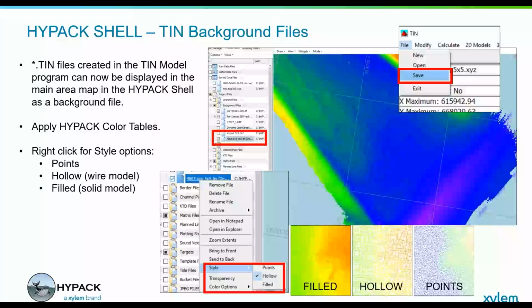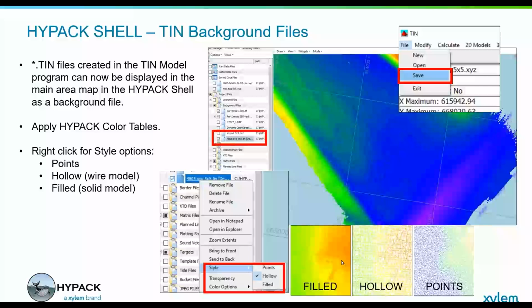Yeah, why not? So all you have to do is, in TIN Model, load up your data and hit Save, and you create this .tin, the TIN file. Now when you go back into your shell, you just go to the background files, load that TIN file, and then you can display it different ways. You have the points, you can set it based on the wire model, or the solid model, which is all filled, and then it can be based off of the HYPACK color table. So really simple, easy, and it gives you that 3D effect if you want it.